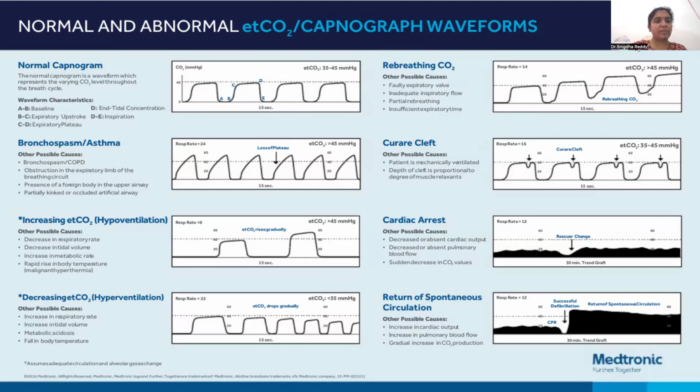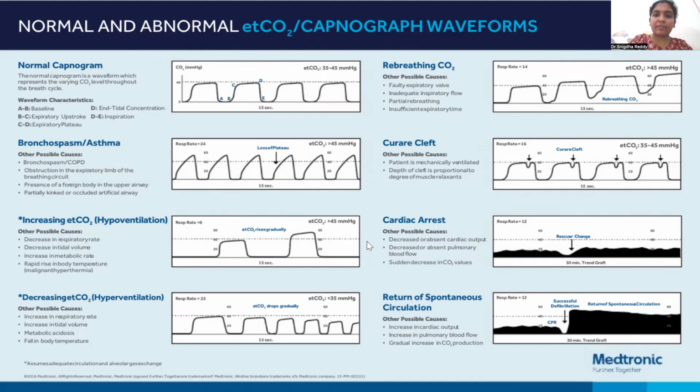As I told, in bronchospasm, asthma, COPD conditions, any foreign body in the airway, or a partially kinked or occluded airway, this typical shark fin appearance is seen, where the alveolar plateau is lost and there is a high upslope of the plateau. And increasing EtCO2, which we have already seen, hyperventilation, decreasing EtCO2, and rebreathing causes the graph to go away from the baseline.